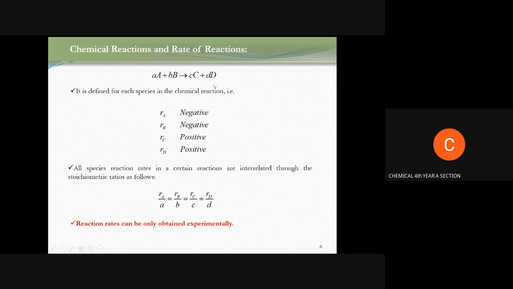Now, as I told previously, consider the reaction shown in the slide. It is defined that for each species of the chemical reaction, RA is negative, RB is negative, RC is positive, and RD is positive. What is meant by RA, RB, RC, RD? You can ask that. We can write the rate equation for every molecule, whether A, B, C, or D. RA is the rate of reaction of A, or the rate of the A reactant.